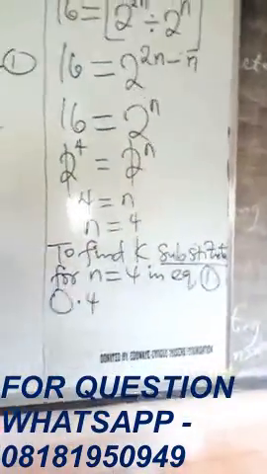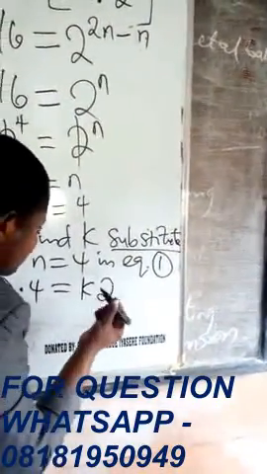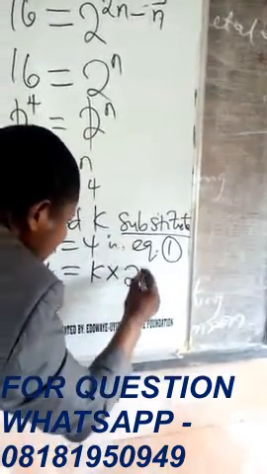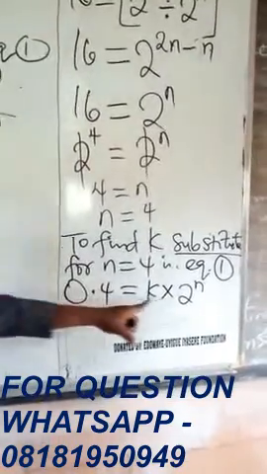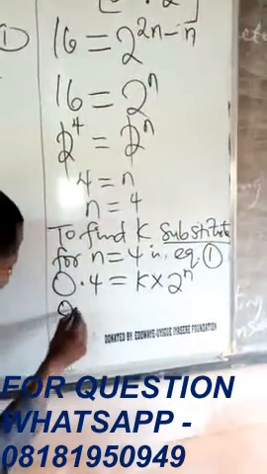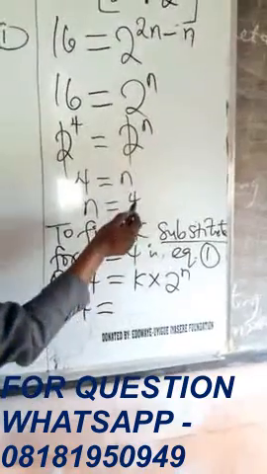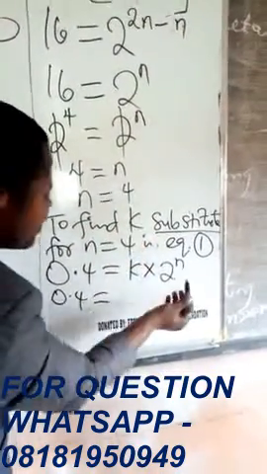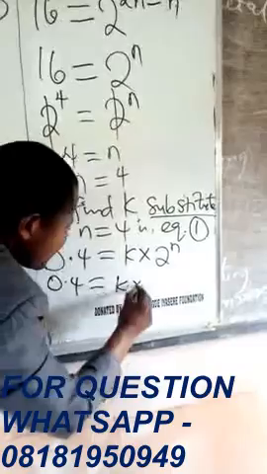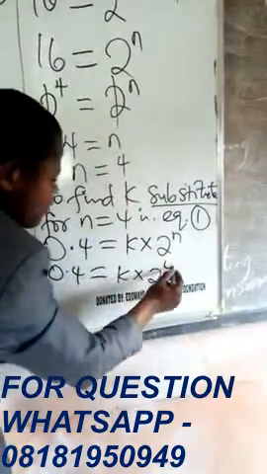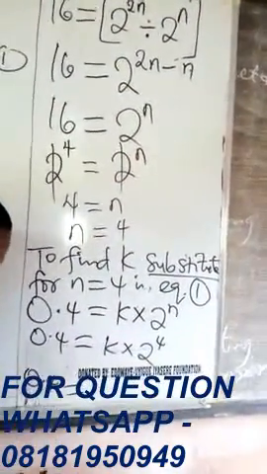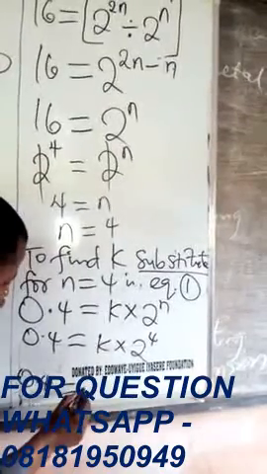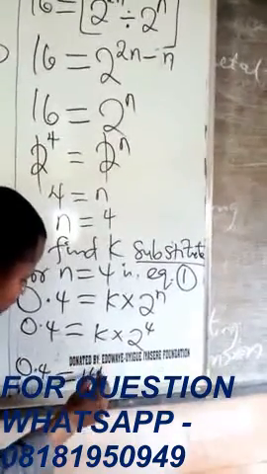0.4 equals k times 2 raised to power n. Are you seeing it? 0.4 equals k times 2 raised to power n. So 0.4 equals, we already know n. n is 4. So k times 2 raised to power 4. We know that 0.4 equals k times 2 raised to power 4, which means what? 2 times 2 times 2 times 2 is 16. So that will give me k times 16, that is 16k.